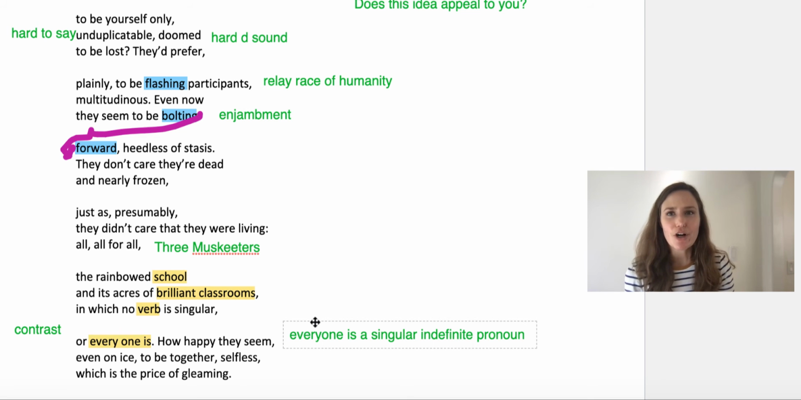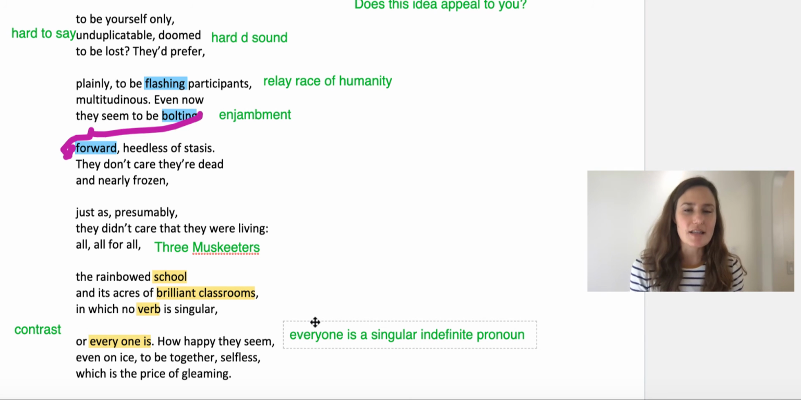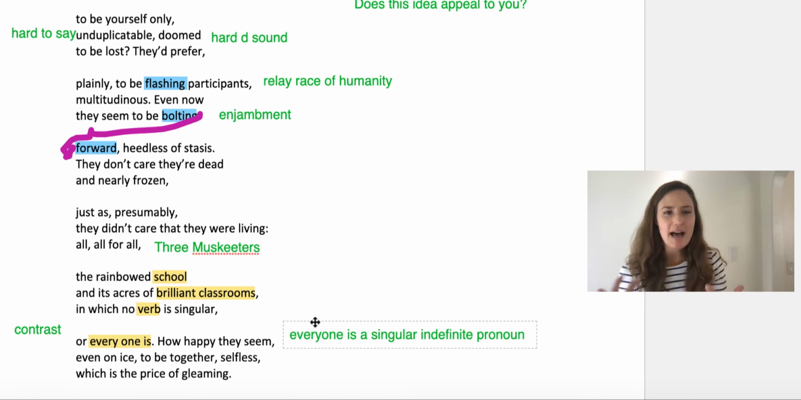So a singular verb would be something like, I walk to the market, right? Or she walks to the market. Just one person doing one thing. The verb is singular. A plural verb, right? They walk to the market is suggesting a bunch of people are doing the same thing. But it also makes us think of grammar class or English class or being in school. There's something kind of academic about the language there.